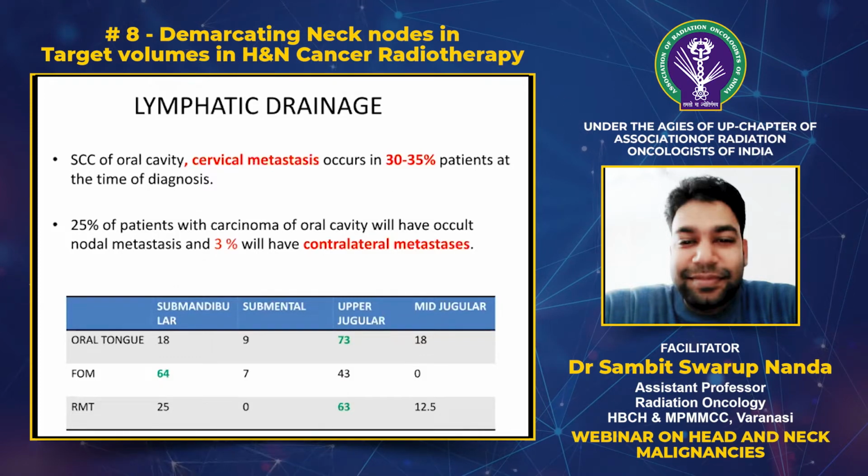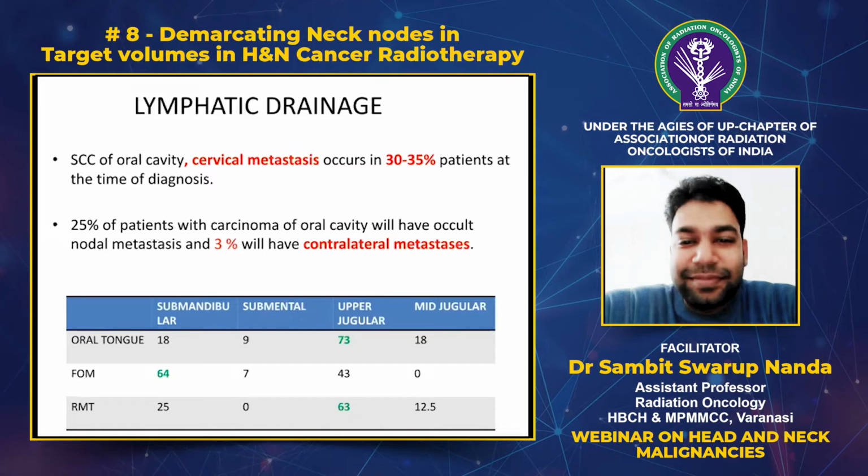If it is a buccal mucosa lesion, even if it is well lateralized, if the lesion is T4A or T4B, that is either involving the bone, skin, or the pterygoid plates, medial pterygoid or lateral pterygoid group of muscles, or going into the ITF region, the chance of contralateral lymph node involvement ranges from 3 to 5%.